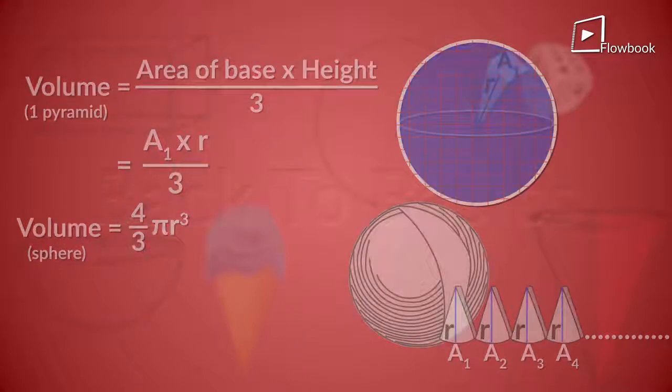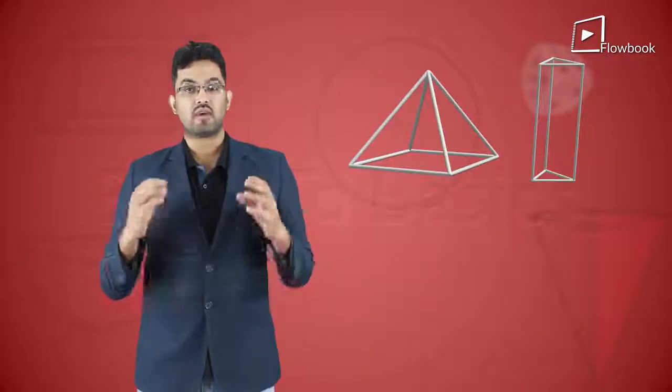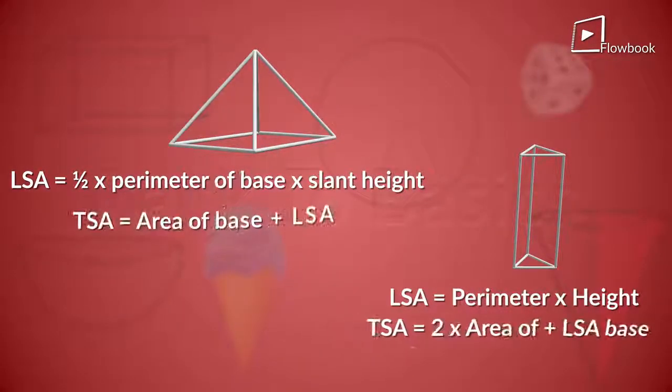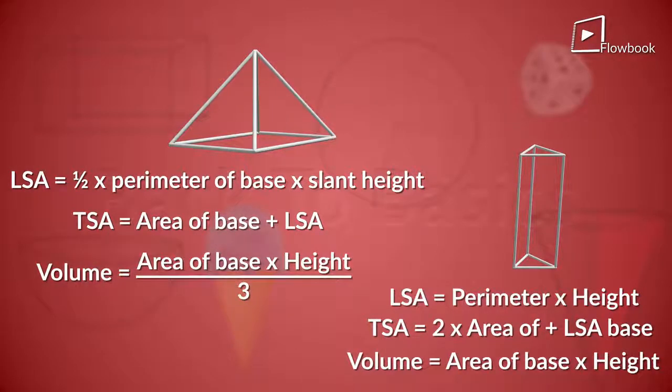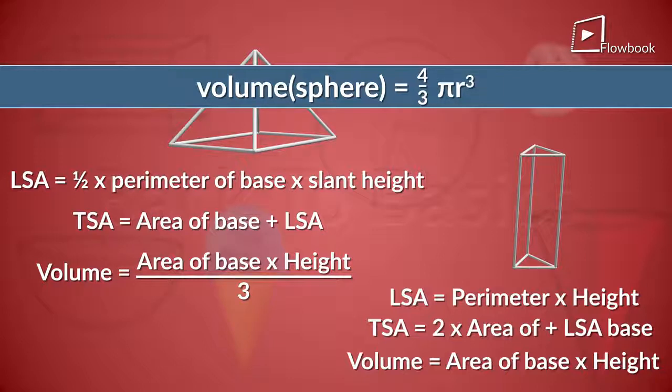So friends, in this video, we derived all the formulas for lateral surface area, total surface area and volume for prisms and pyramids. We also used the volume of the pyramid to find the volume of a sphere.